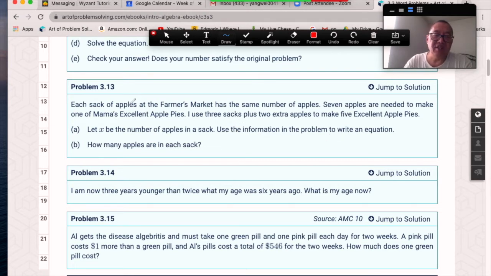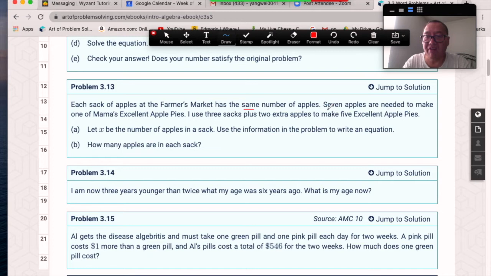So now let's see. Each sack of apples at the farmer's market has the same number of apples. That means if you have 2 sacks of apples, you multiply by 2, the number of sacks. Suppose each sack has 10 apples. Now you have 2 sacks. Then you use 10 times 2, you get 20 apples.